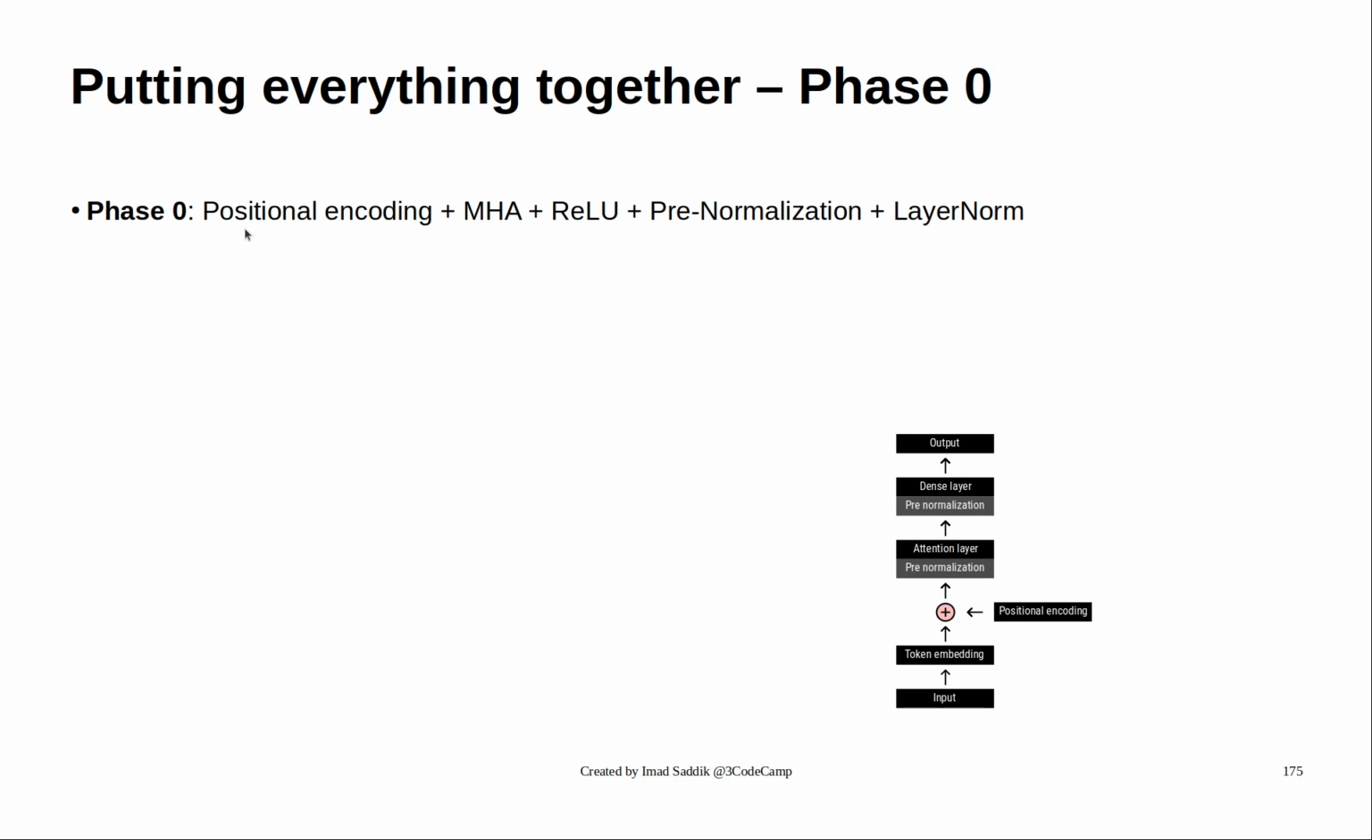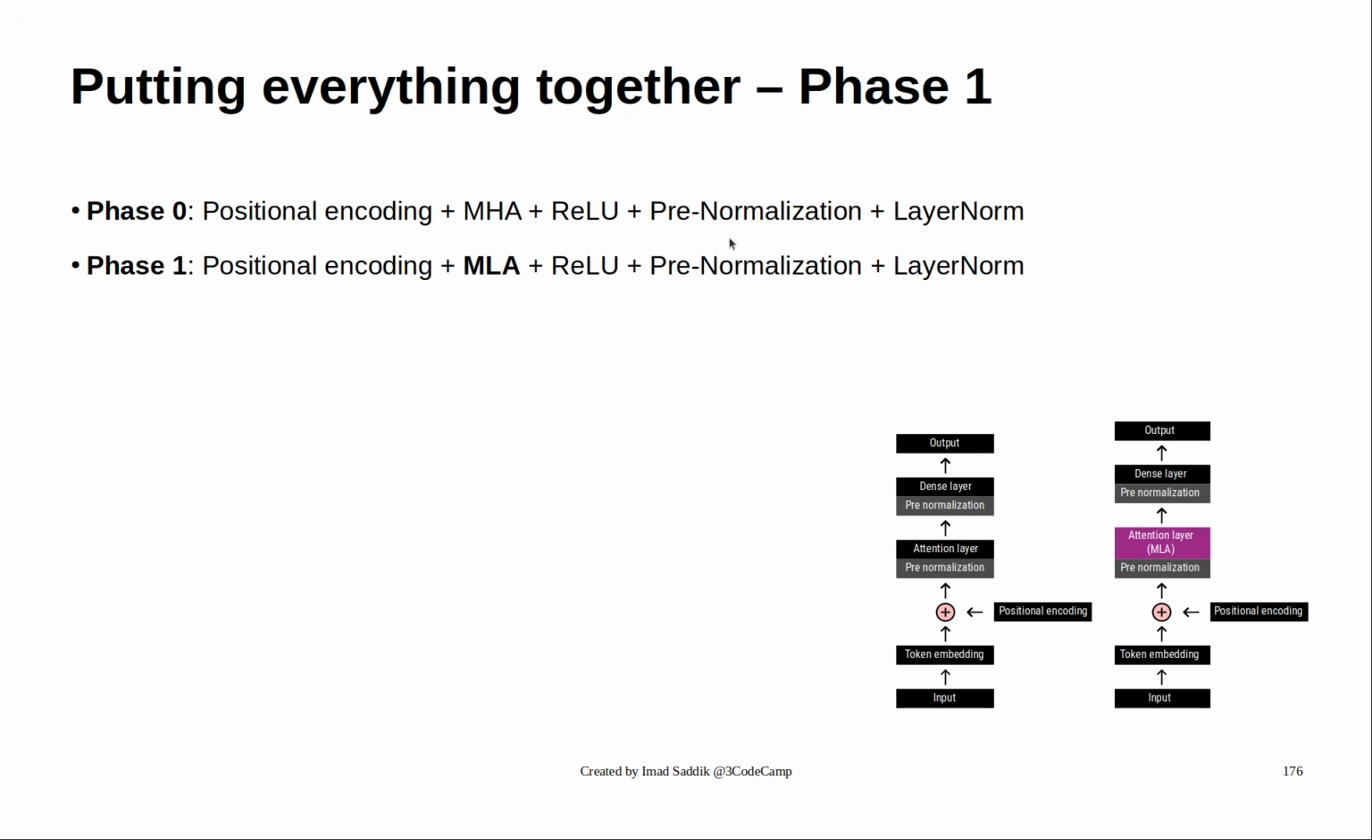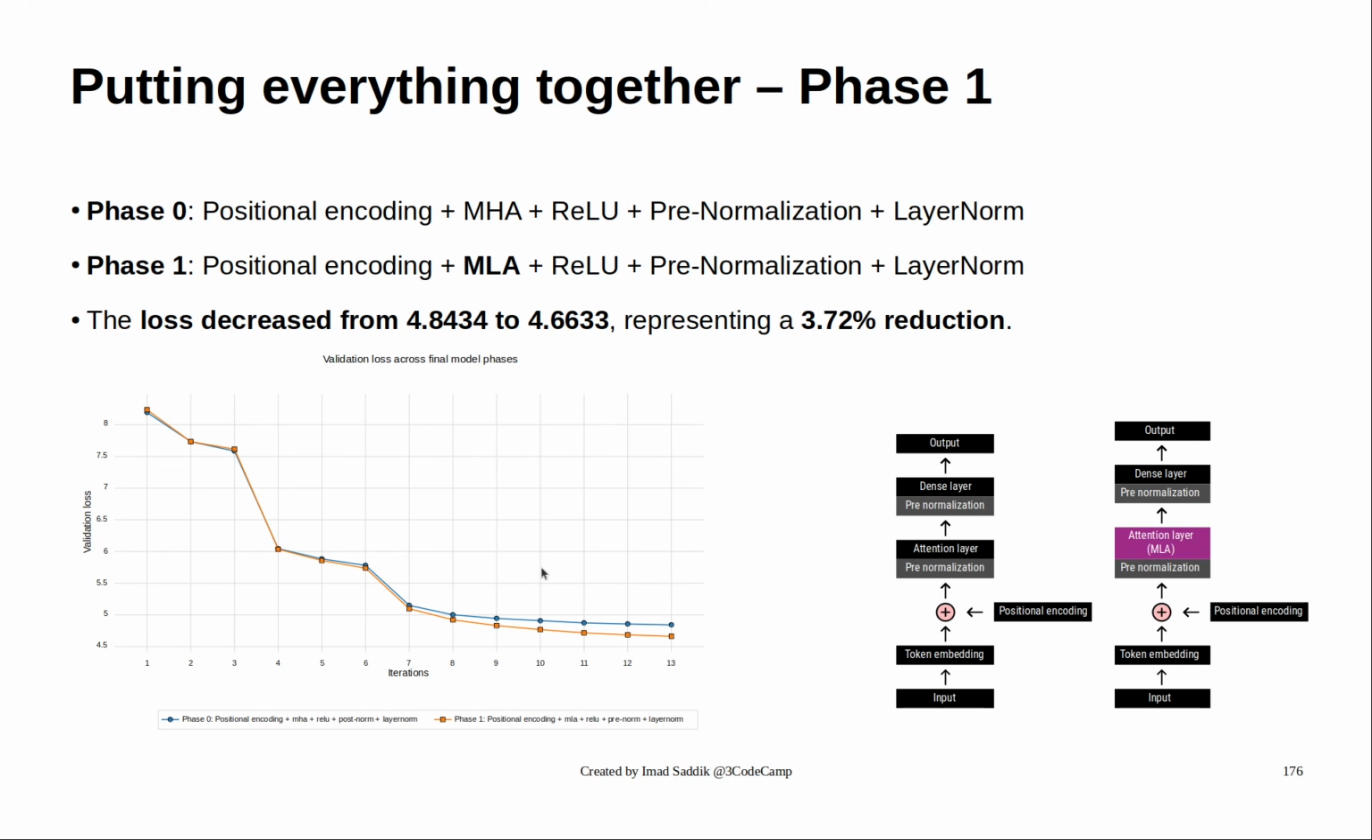It uses learnable positional encoding, multi-head attention, ReLU as the activation function, pre-normalization, layer norm, and dropout. In step 1, we change multi-head attention with multi-head latent attention. Here are the loss graphs for both steps. As you can see, the loss went down from 4.84 to 4.66. That's a drop of 3.72%. This is a good start.